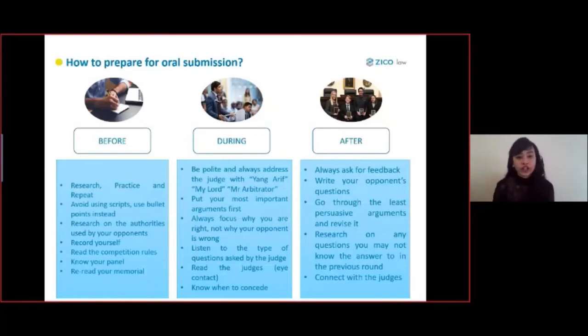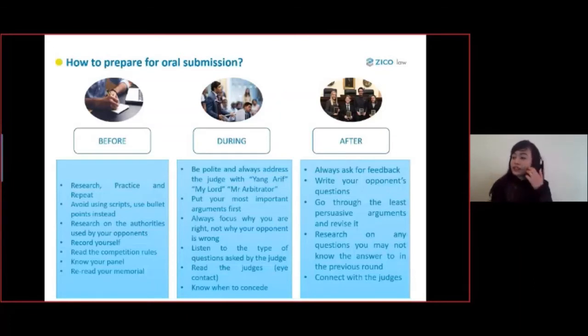And lastly, know when to concede. If you have a tough judge, if your judge does not seem to buy your argument, just concede. I know it's a hard thing to do, but there's really no point arguing for a long time with the judge on something that the judge already thinks you're wrong. So in those extreme cases, the best way to deal with it is to concede your point.